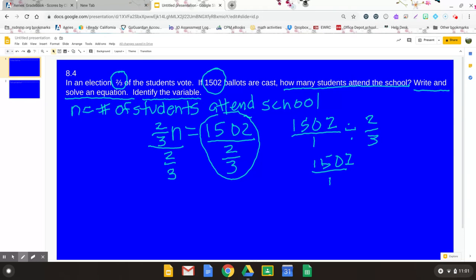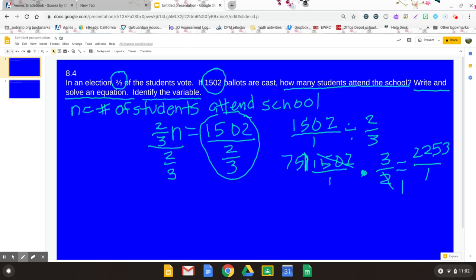I switch the sign, so division becomes multiplication, and I flip the second fraction, so that becomes 3 over 2. I'm going to do some cross division to simplify, so 2 goes into 2 once, and 2 goes into 1,502 751 times. Now, that's a 1. Now, I'm going to multiply 751 times 3, and that equals 2253, and 1 times 1 is 1.